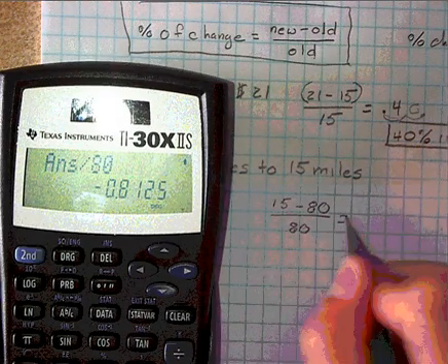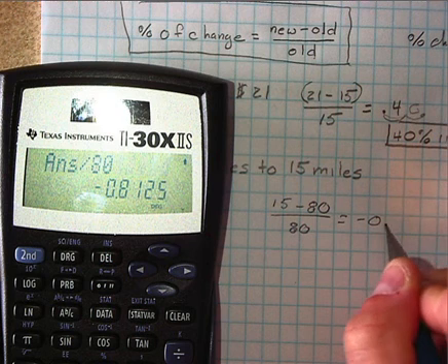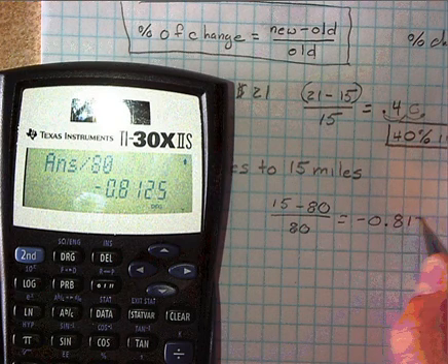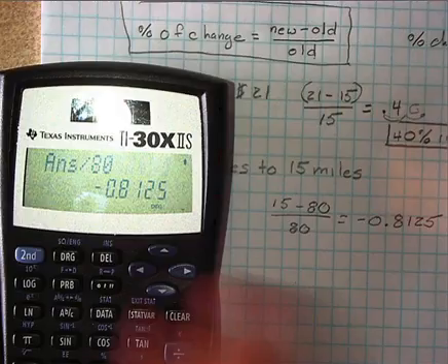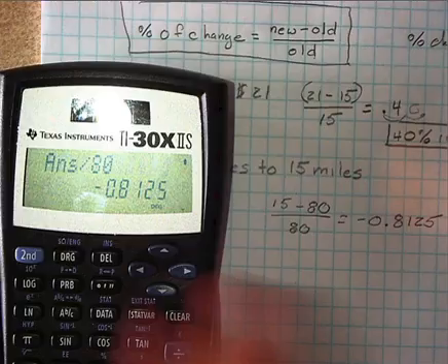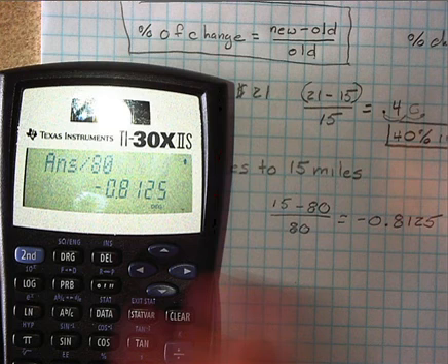Gives me a super long decimal, negative 0.8125. I'm going to move it 2 places to the right. 81.25. That negative means that it's a decrease. That decrease means we're going down. So it's an 81.25% decrease.